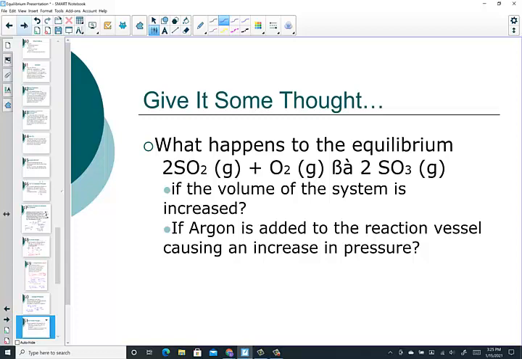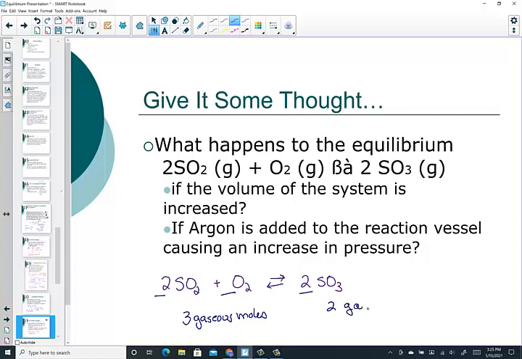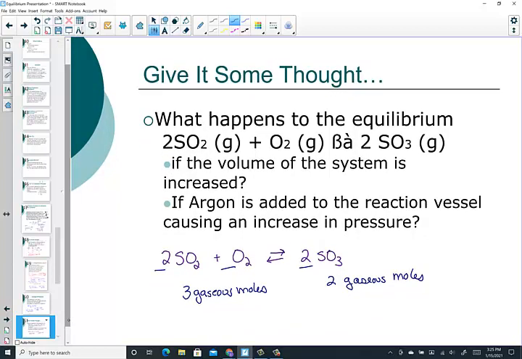Let's try this one. Here I have an equation where I have 2 gaseous moles of sulfur dioxide reacting with 1 gaseous mole of oxygen, setting up a dynamic equilibrium of 2 molecules of sulfur trioxide. Notice I have 2 plus 1 is 3 gaseous moles of reactants. On the product side, we have 2 gaseous moles. More particles, higher pressure. Fewer particles, lower pressure, because pressure is defined as the number of collisions within that reaction vessel. Here's the stress.